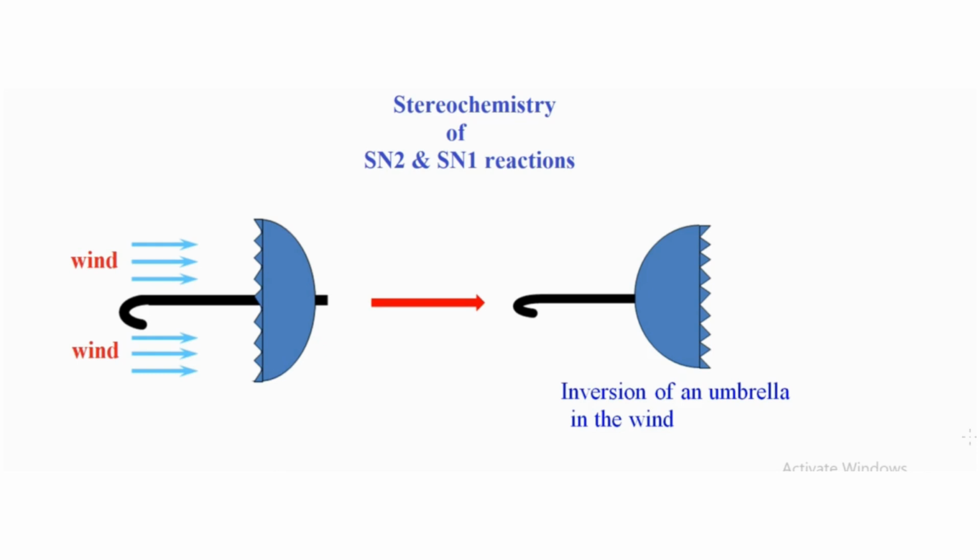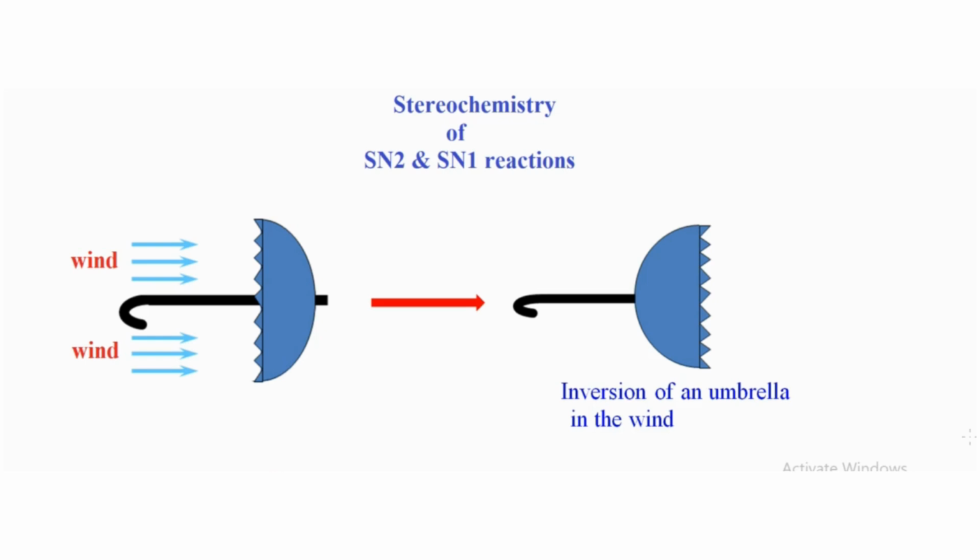that I have given in the description link. Please go through it, and it is very simple. If you are able to understand how to assign the absolute configuration, then it is very easy to understand the stereochemistry of SN2 and SN1 reactions.